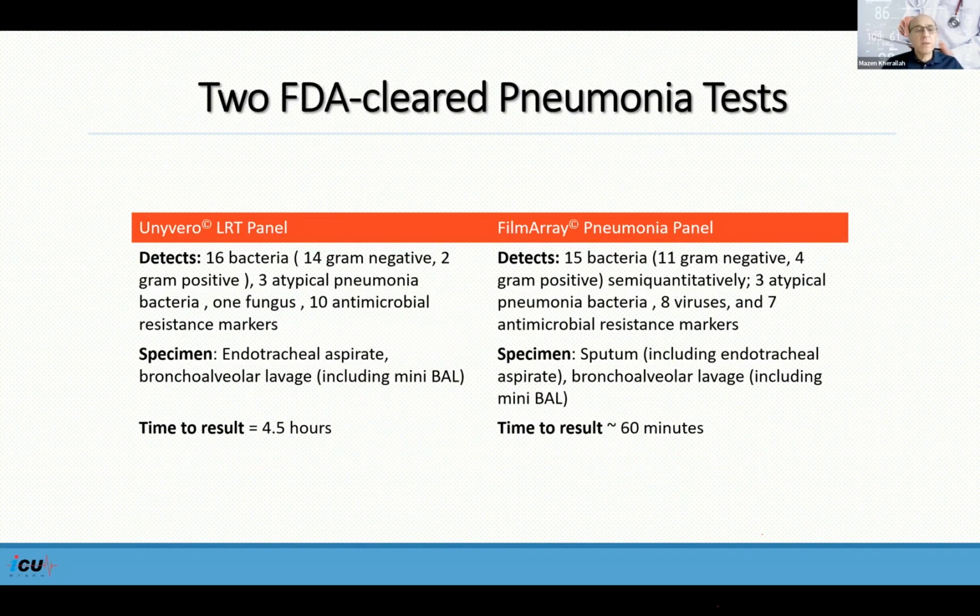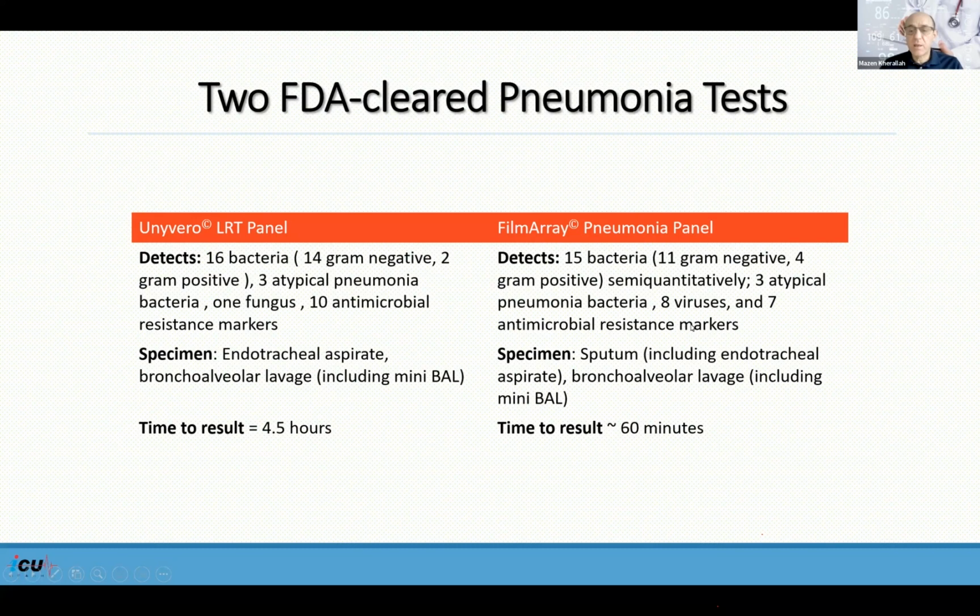The difference between the Unyvero and the FilmArray Pneumonia panels would be the time to results. You can see how we can obtain the results within 60 minutes in the FilmArray panel, which would be preferred compared to 4.5 hours in the Unyvero panel. We have 15 different organisms, and those are detected semi-quantitatively, and 3 atypical pneumonia bacteria and 7 antimicrobial resistance markers in the FilmArray Pneumonia panel.